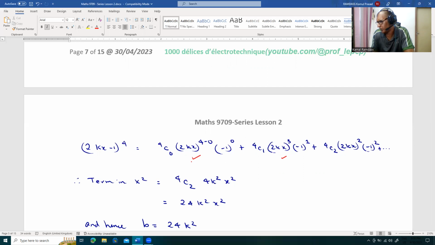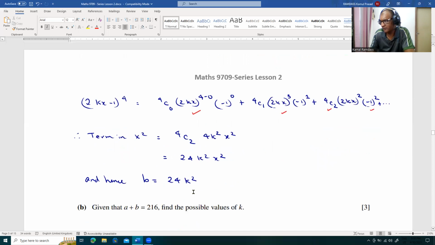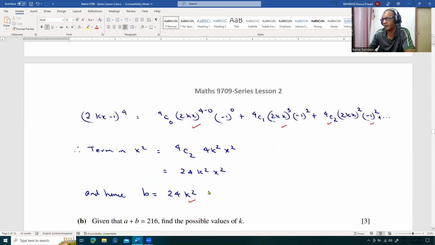Individually, we have 4C2 times (2kx) to the power of 4 minus 2, times (2kx) to the power of 2 multiplied by minus 1 to the power of 2. We get the term in x squared: 4C2, 4k squared x squared, because minus 1 squared is positive 1. So we get 24k squared x squared. And hence, the coefficient B is equal to 24k squared.